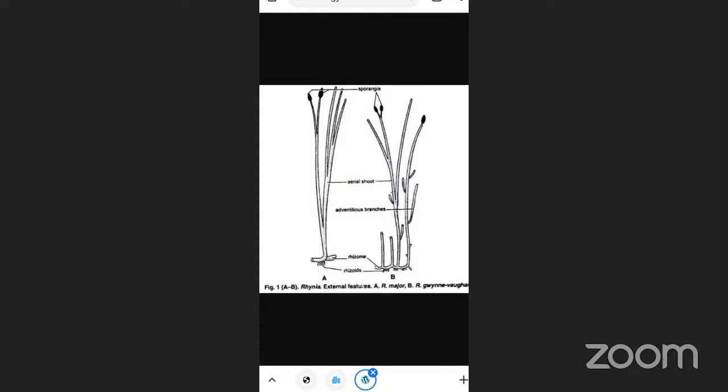So the Rhynia is named after the locality Rhynie in the Aberdeenshire district of Scotland. It was described by Kidston and Lang in 1917. The known species are Rhynia major and Rhynia gwynne-vaughanii, which is the better known species.